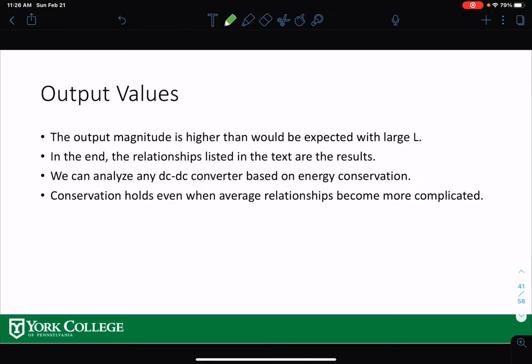Output magnitude is higher with a larger L, and you have other relationships in there. So your energy conversion still holds, but your relationship between input and output becomes more complicated.